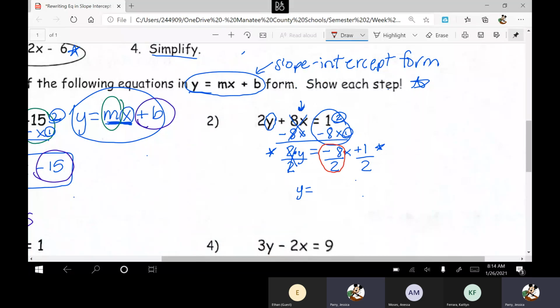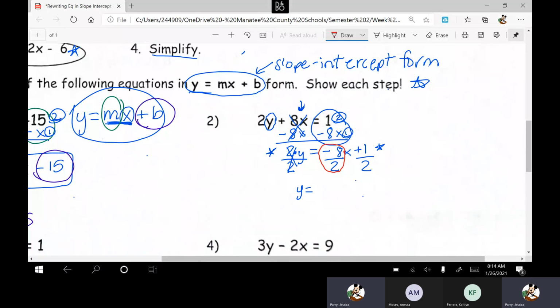Can anyone else see my worksheet on the screen? Yes, Ethan, go ahead and log out and rejoin. I'm thinking there might be a connection issue on your end. And hopefully it works. If it still doesn't work, then message me again. All right, so let's keep on going.